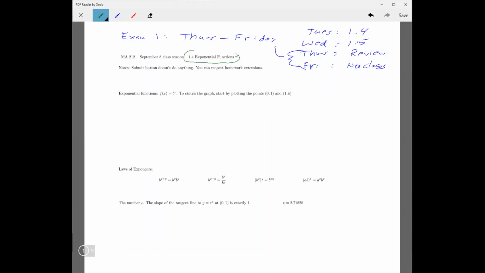Okay, so 1.4 exponential functions. There are a few notes that I forgot to go over. Once again, the exam is Thursday, Friday.